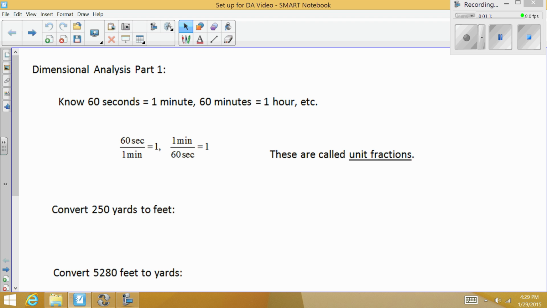Now, one thing to remember about algebra is we can always multiply by 1 without changing the value of a quantity. So we're going to take 250 yards, and what we want to do is convert it to feet. So 250 yards.